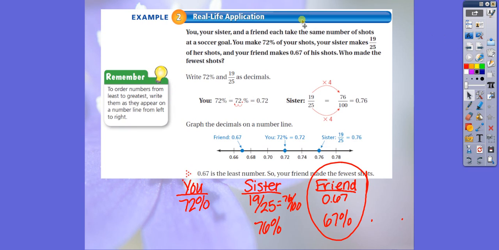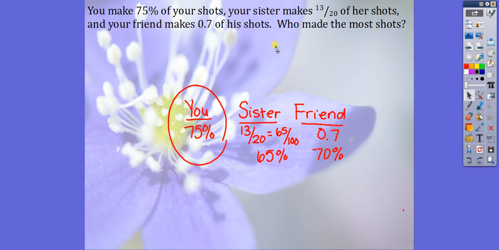And then we talked about how this applies to the real world. Sometimes you're given a situation where you're given numbers in 3 different formats. So in order to be able to compare and come to the conclusion of who made the fewest shots, you need to first get them all in the same format. They chose to use decimals. I showed you how you could do it using percent, which is what most of you tend to gravitate to. And then we circled the answer that matched.